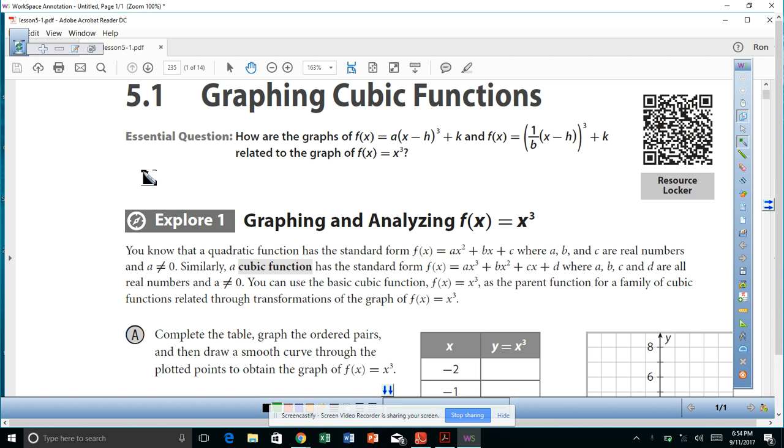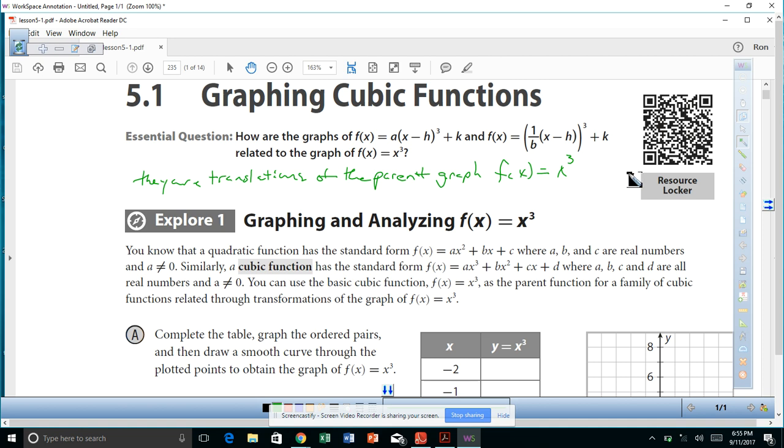They are translations of the parent graph, f of x equals x cubed.